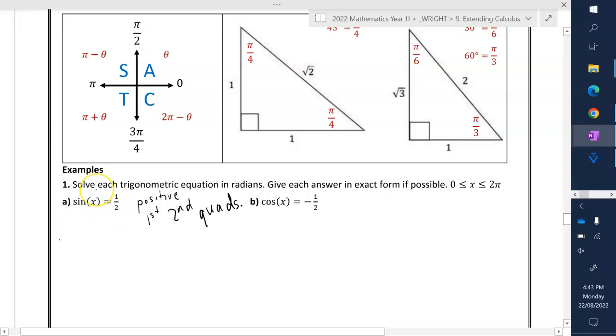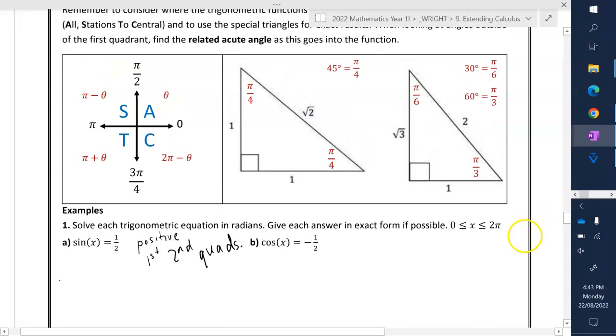Okay, our first one says sine x is equal to a half. Now think back to what we used to do. First thing we're going to have a look at is the answer here is positive. Okay, so sine is positive. Where is sine positive? Sine is positive in our first and our second quadrants. So that's where we want to get our answers. So we're going to get our basic acute angle of theta, and then we're going to do pi minus that theta as well to get our second quadrant.